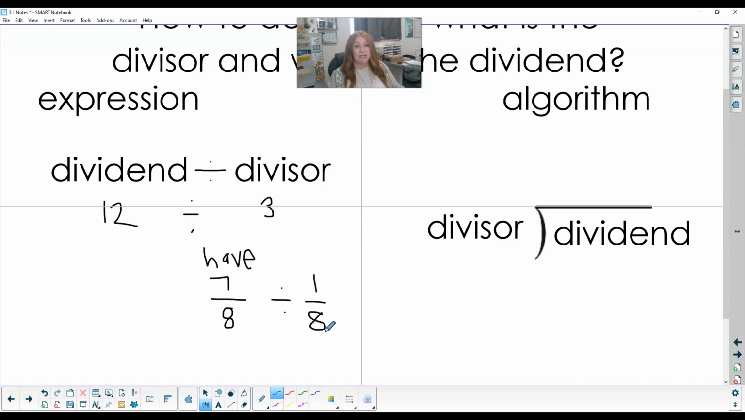So it's really important that we can determine what's the dividend, what are we starting with, what do I want to break it up into, what goes first, what goes second.